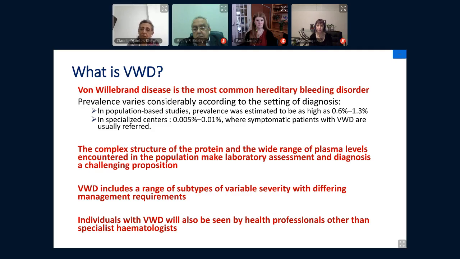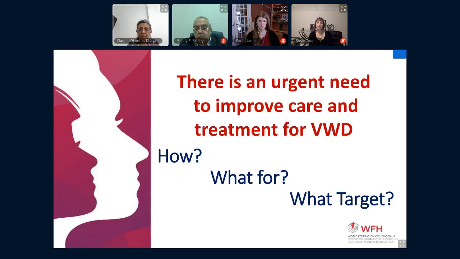It includes a range of subtypes of variable severity with differing management requirements. Individuals with von Willebrand will also be seen by health professionals other than specialized hematologists. So all this, let us say that there is a problem and there is an urgent need to improve care and treatment for von Willebrand disease. And the question that we could have is how we will do it. And I will say perhaps advocacy, it will be a way, but we will advocate for what? And what will be our target of advocacy?